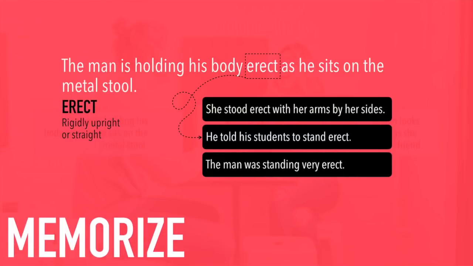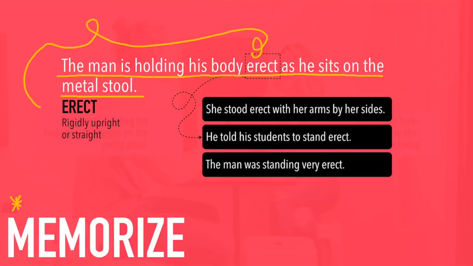Remember, memorize, okay? So we're going to memorize the definition. Now, the sentence was, the man is holding his body erect as he sits on the metal stool. So the word erect means rigidly or stiff, upright, or straight. Okay? So remember, you're going to memorize for this step. And here are the example sentences from the dictionary. The first one is, she stood erect with her arms by her sides, which means she was standing very tall. Next, he told his students to stand erect, okay? And finally, the man was standing very erect, okay? So you see the examples right there.